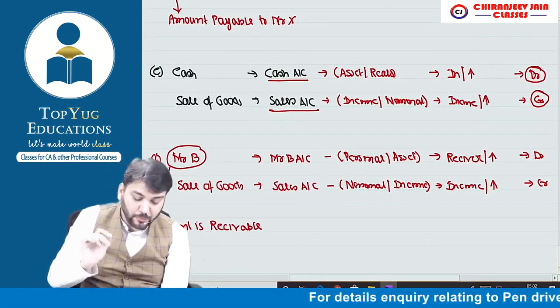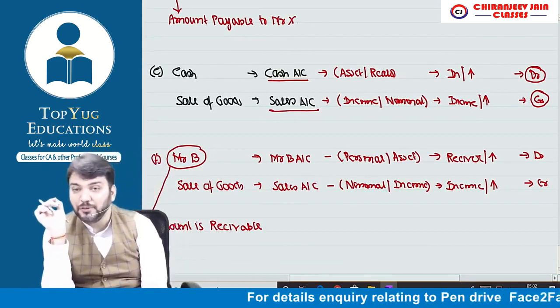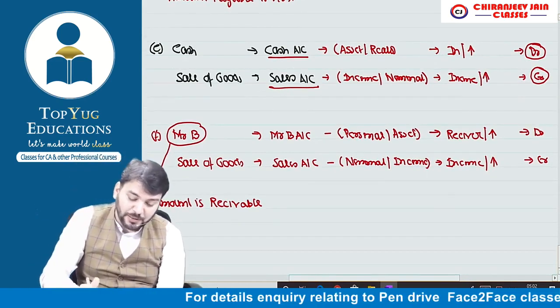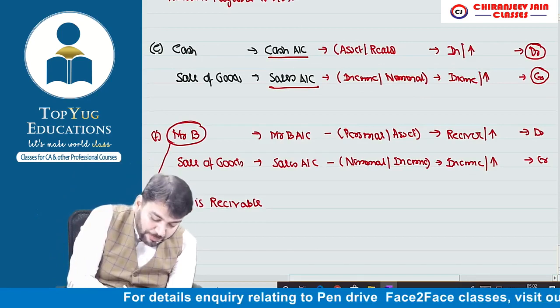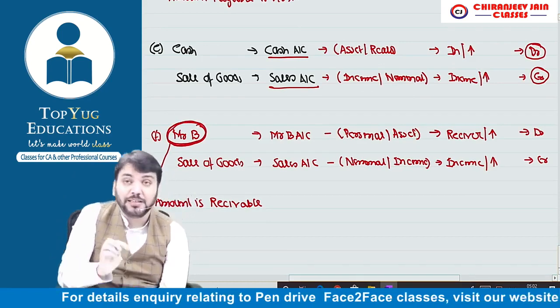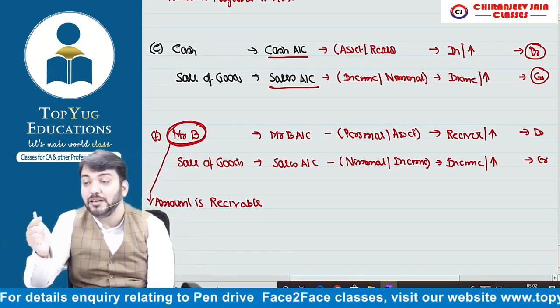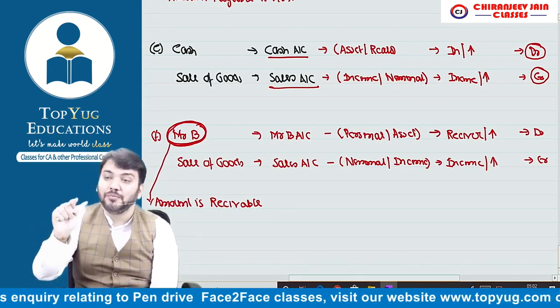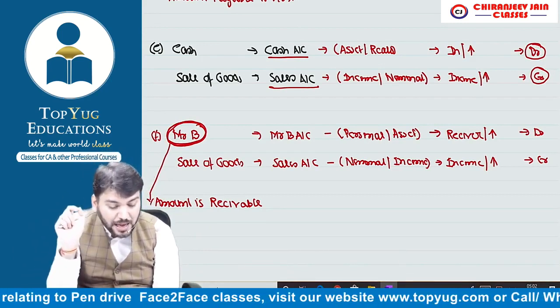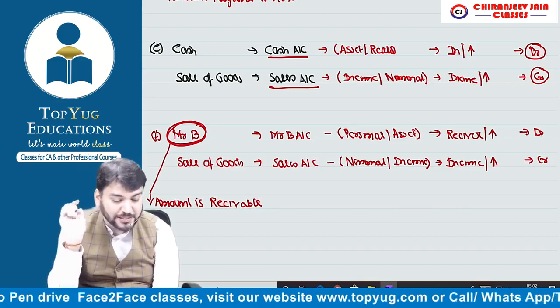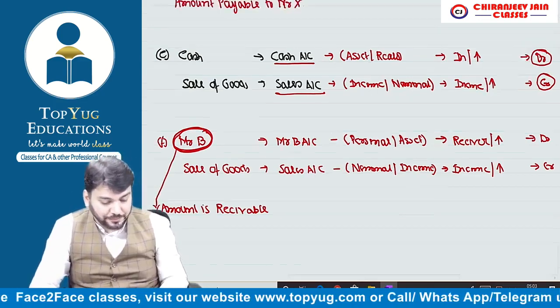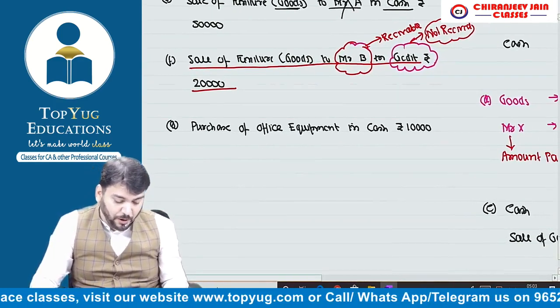Have you understood this? Point number F, you understood? Yes, sir. Point number F. Mr. B is what? Here it represents amount receivable. So any amount receivable from any person is an asset. Correct? Understood? Yes, sir.